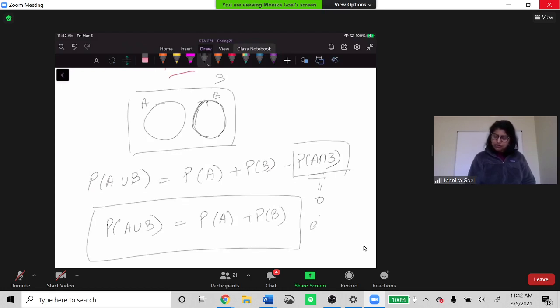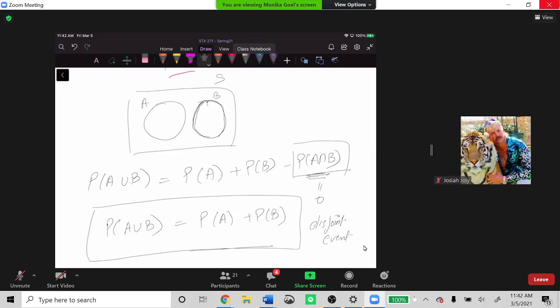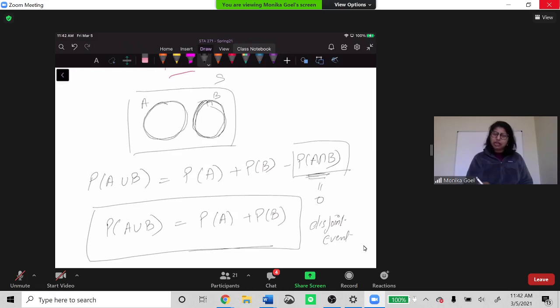So the addition rule for disjoint events. We are still using the same general addition rule, but we know that the intersection is zero, so we can just write their individual probabilities, A or B, either in A or in B. So it is their individual probabilities.